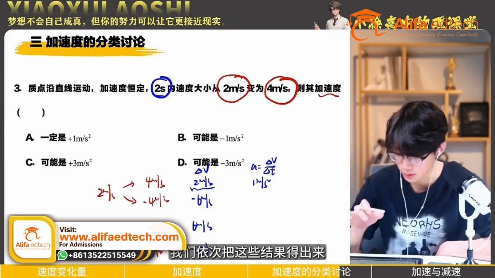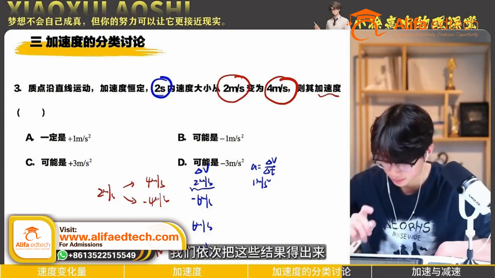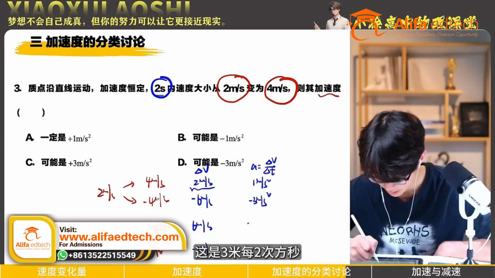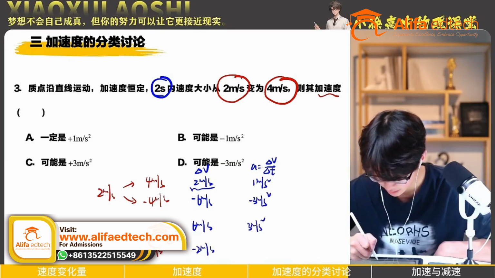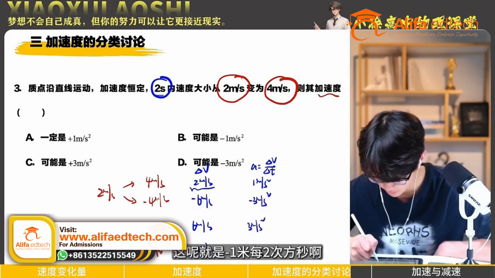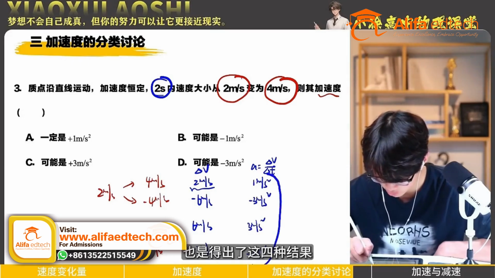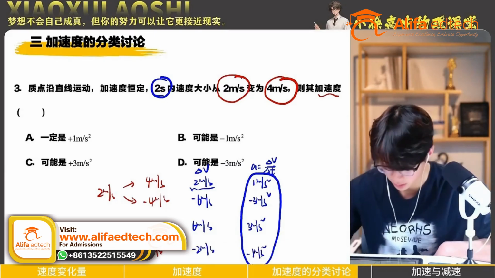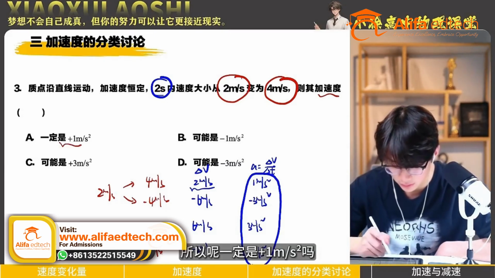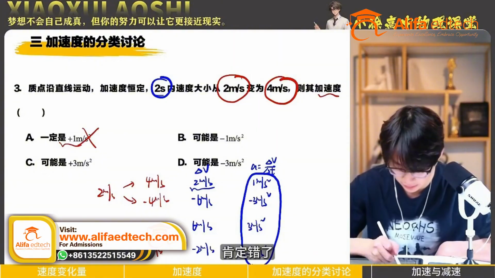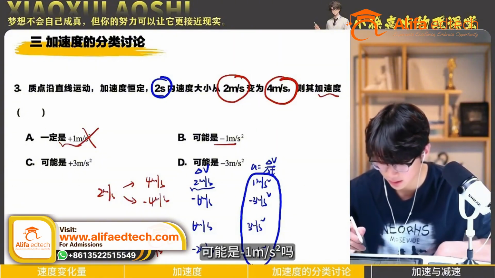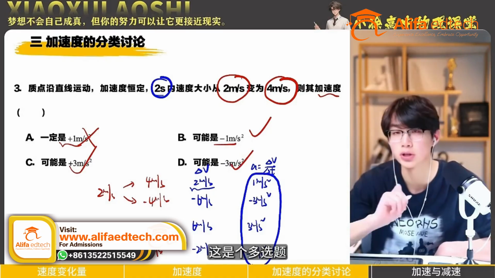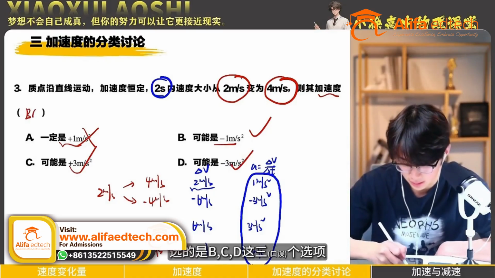Okay, then let's get these results one by one. This is negative 3 meters per second squared. This is 3 meters per second squared. And this is negative 1 meter per second squared. So we've also obtained these 4 results. So its acceleration could be one of 4 possibilities. So is it definitely positive 1 meter per second squared? That's definitely wrong. Okay, could it be negative 1 meter per second squared? Correct. C is also correct, and D is also correct. So this is a multiple choice question, and the answers are B, C, and D.